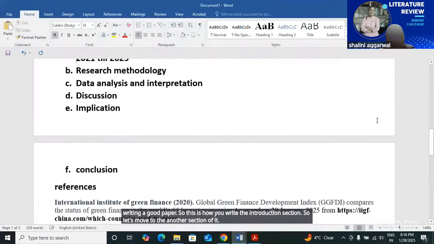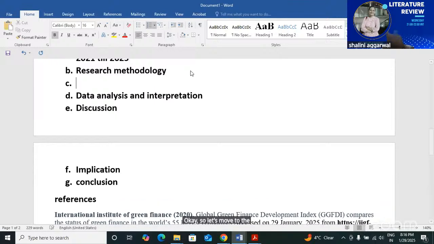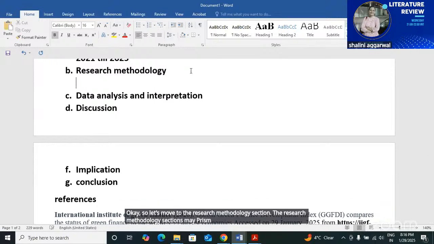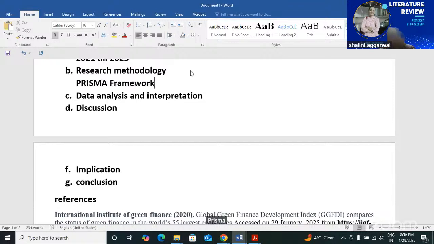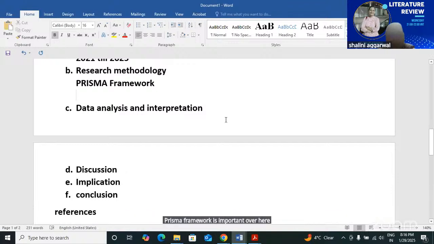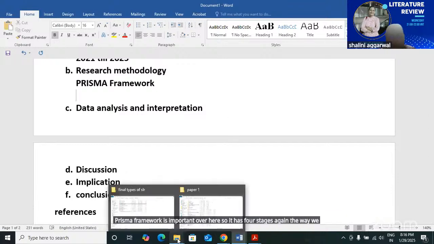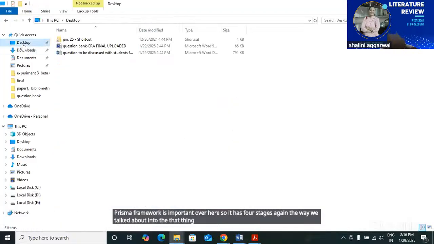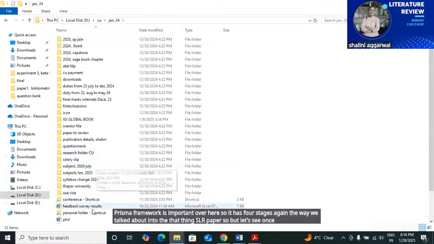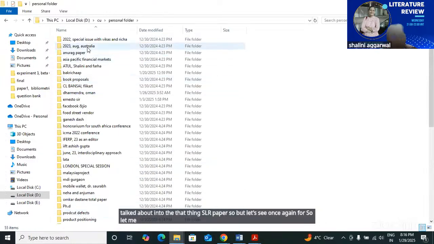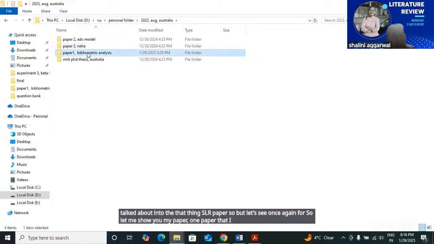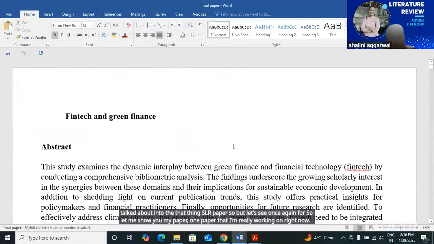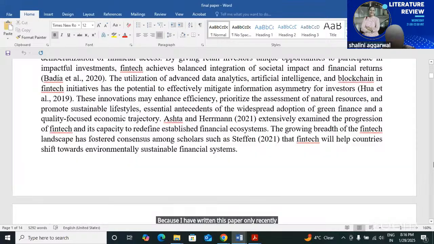Okay, let's move to the research methodology section. In the research methodology section, the PRISMA framework is important over here. It has 4 stages again, the way we talked about in the SLR paper. But let's see once again. Let me show you one paper that I'm working on right now, because I've written this paper only recently. It has 4 stages.